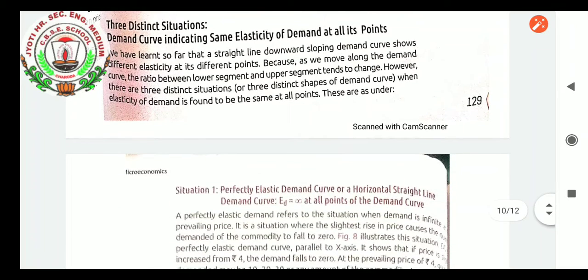In that situation, perfectly elastic demand refers to the situation when demand is infinite. When demand is infinite, it means we don't know, it is just going on increasing. It is known as infinite. We don't know a particular amount, the total quantity, how much it will be demanded. It is infinite, it is going on increasing at the prevailing price.